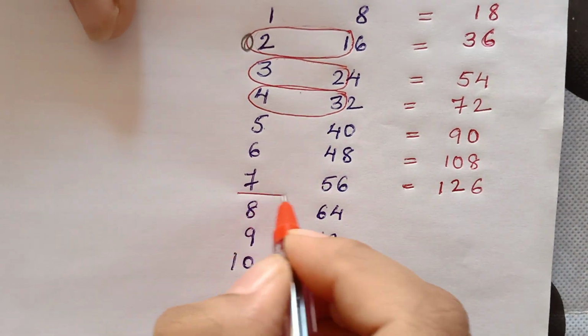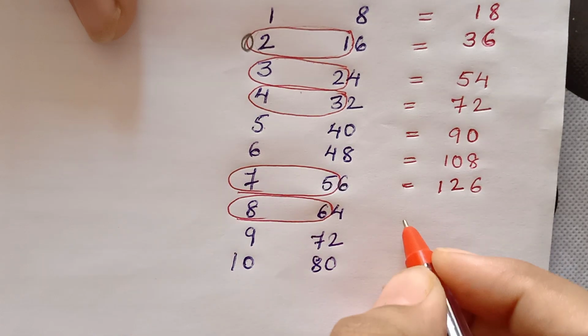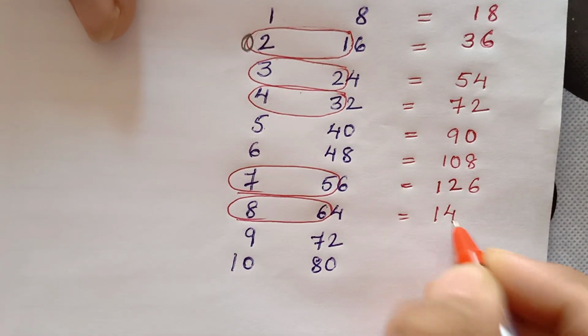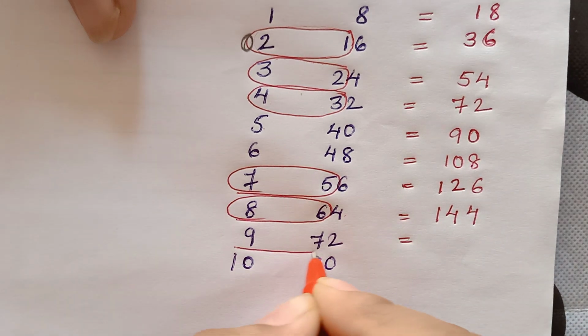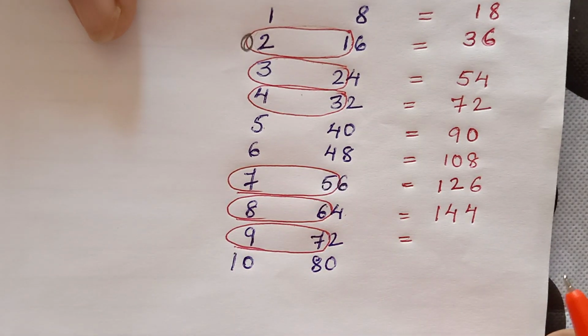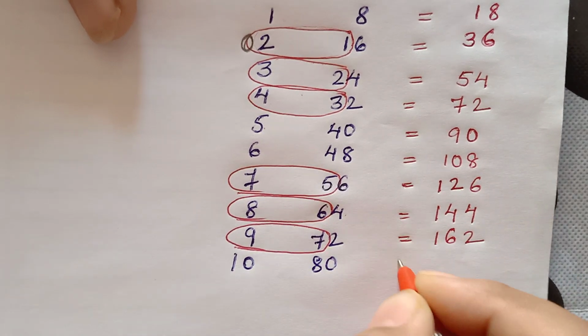Hope you're understanding. I'm adding these values. Got it? Now 8 and 6 is going to be added. It's going to give you 14, and then 4 as it is. Then we take 9 and 7 together. Add them. What you get is 16. The 2 written as it is.